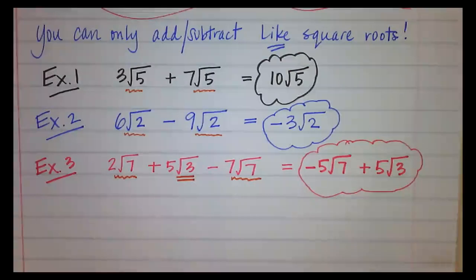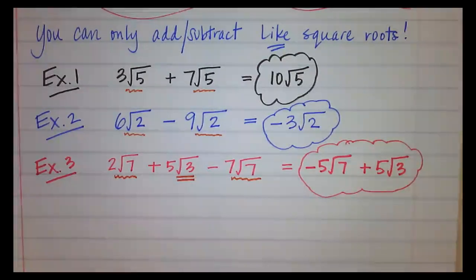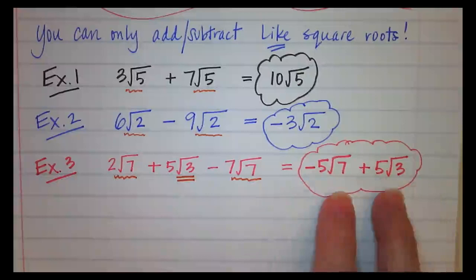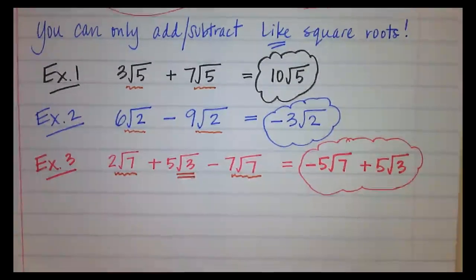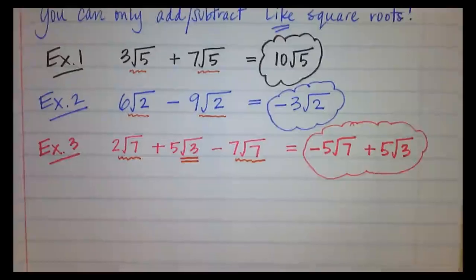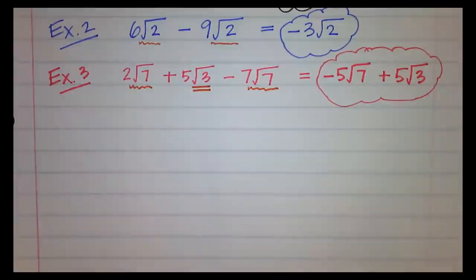Now, order's not important. If you had 5 square root of 3 minus 5 square root of 7, that's totally fine. Not a big deal. So again, you have to have like square roots. If you don't have like square roots, you can't add them together. All right, so you're probably thinking this is pretty easy. There's got to be more to it, and there is. So here we go. Next question.